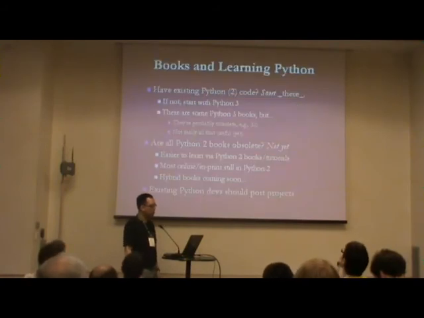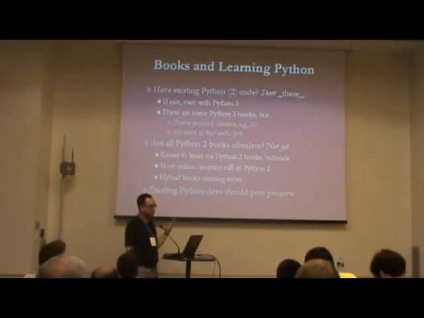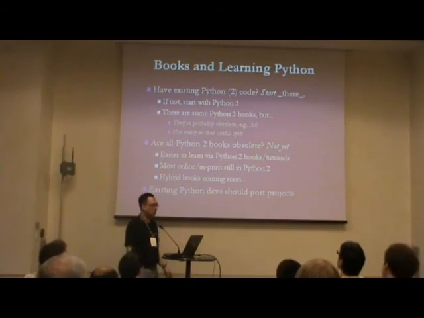All right, so how about books? Which one should I use? If I have existing Python 2 code, which version should I learn? You should learn Python 2. If you don't have any baggage, any software that exists, you can start learning Python 3. There's nothing wrong with that.